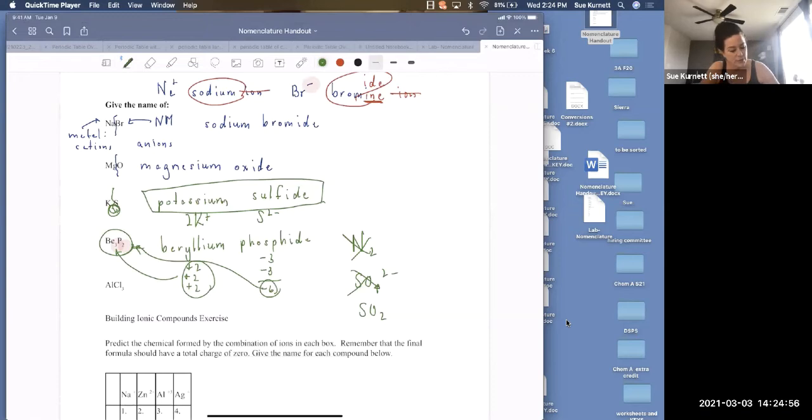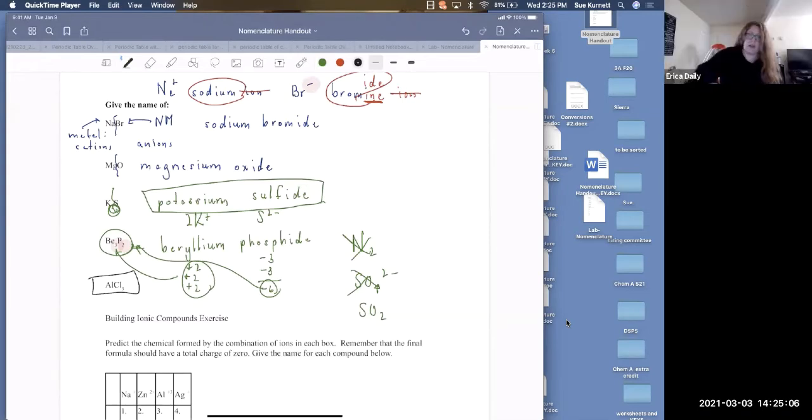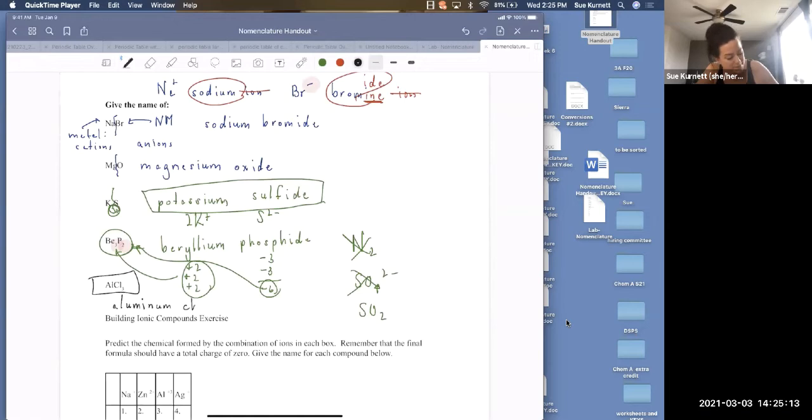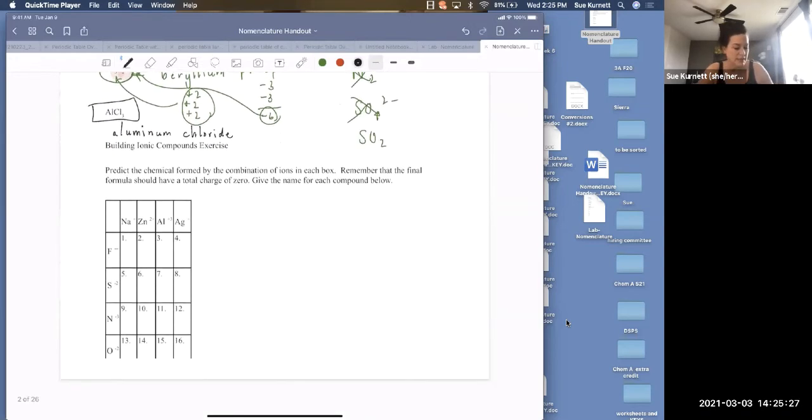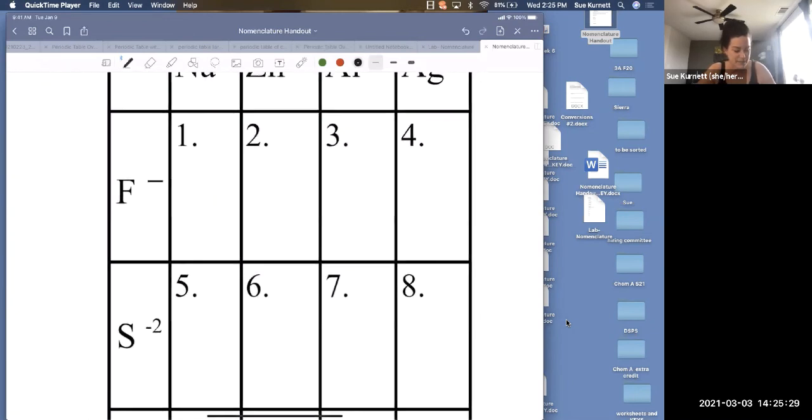Okay, and then the last one. What do you get? Aluminum chloride. Perfect. You didn't say 3 chlorides. Why? Because it'd be wrong. Because you didn't need to. People know that aluminum, with a periodic table, they can know it's plus 3 and chloride's minus 1. Perfect.